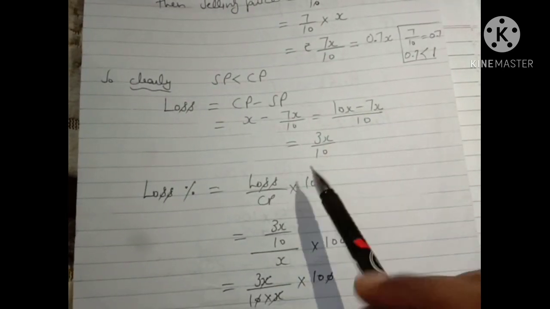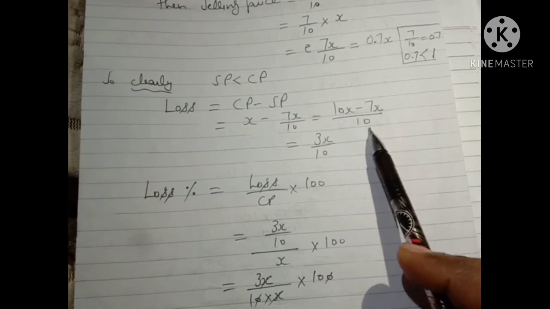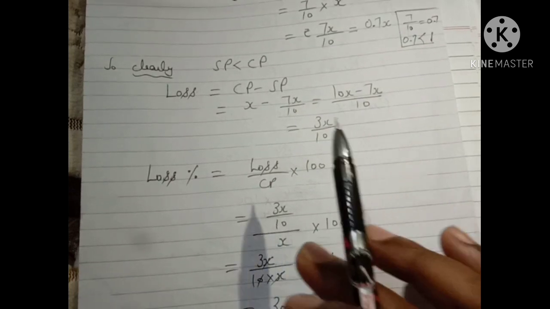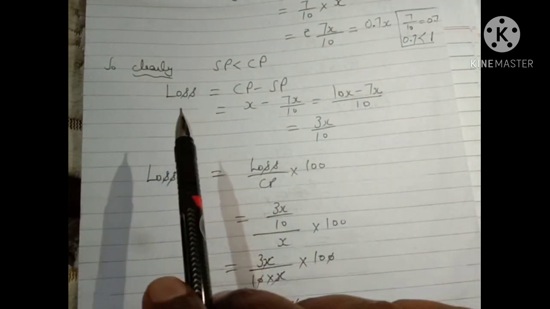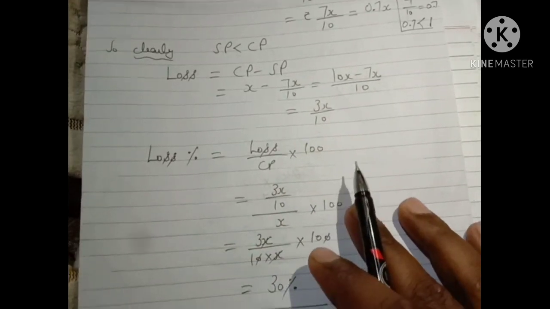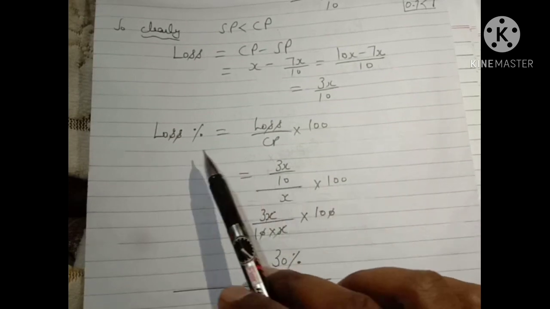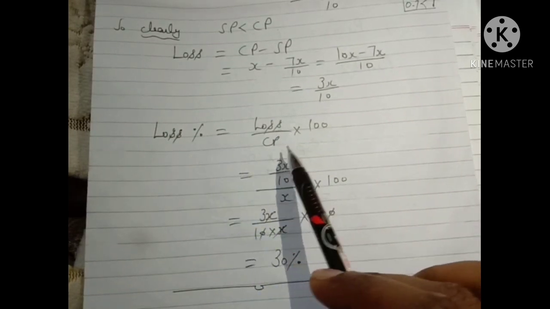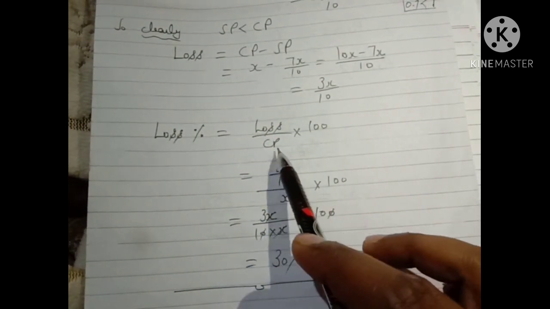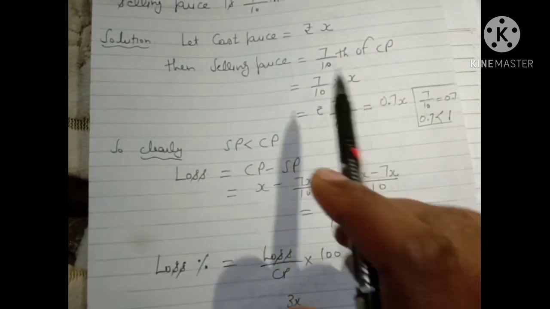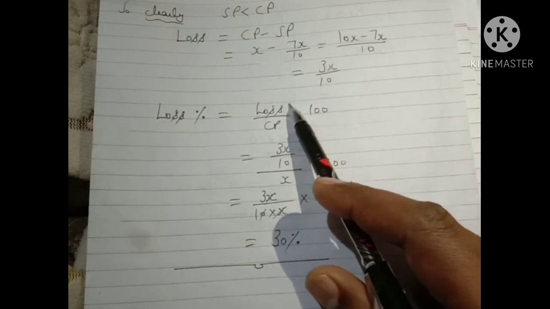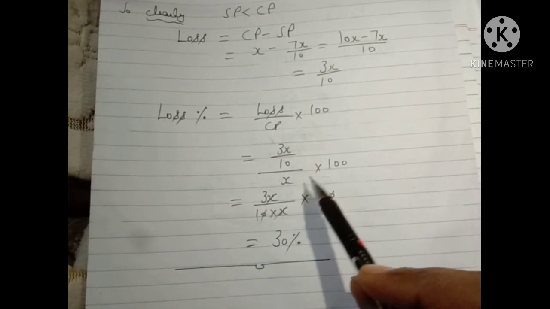Now 10 into X becomes 10X minus 7X over 10, and after subtraction it becomes 3X over 10. So we have found that the loss is 3X over 10, and now we have to find the loss percentage. How can we solve this? The loss percentage is equal to loss over CP into 100. The value of loss is 3X over 10, and we put the value of CP, which we supposed to be X, so it becomes 3X over 10, the loss, divided by CP, that is X, into 100.